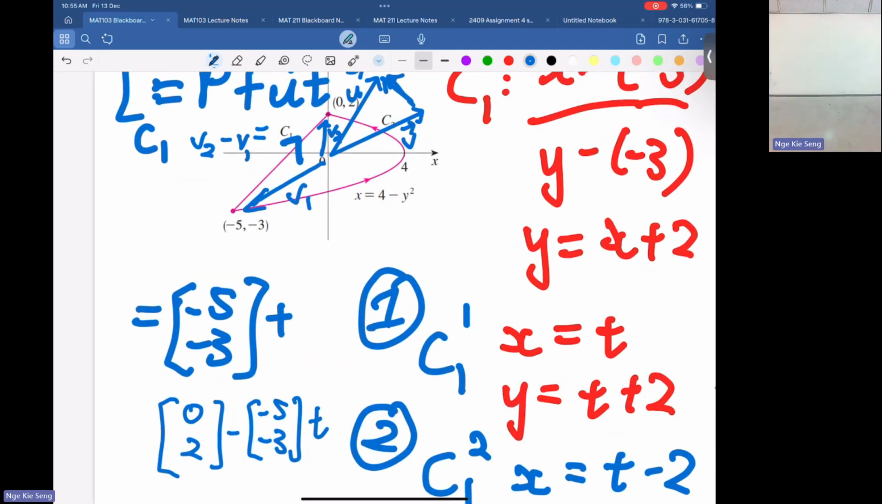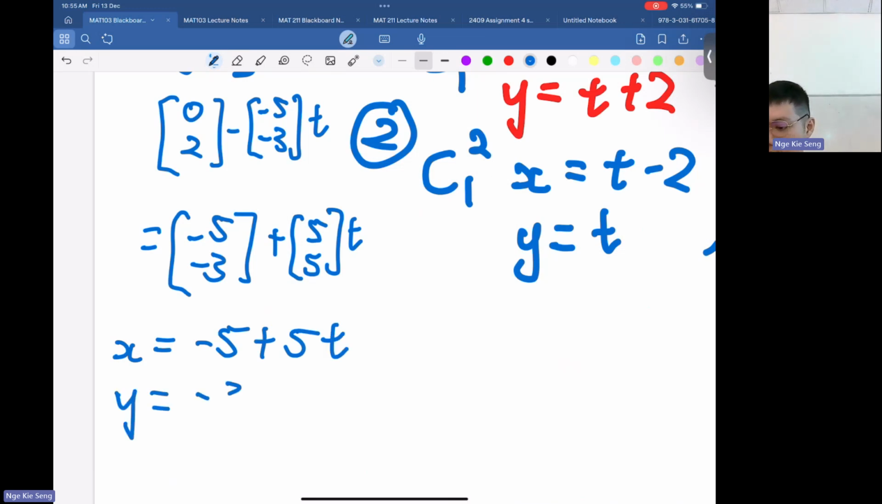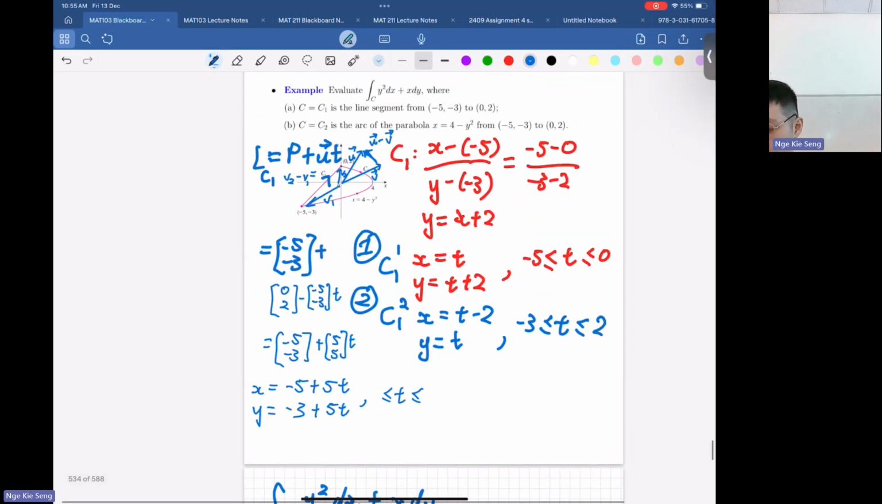This is what direction means. Where you start and where you stop is important. Although it's all one line, where it starts and stops tells you the direction. So in this case, what's the new parameterization? x equals -5 plus 5t, and y equals -3 plus 5t. In this case, what is the t? The t should go from 0 to 1. Okay or not?